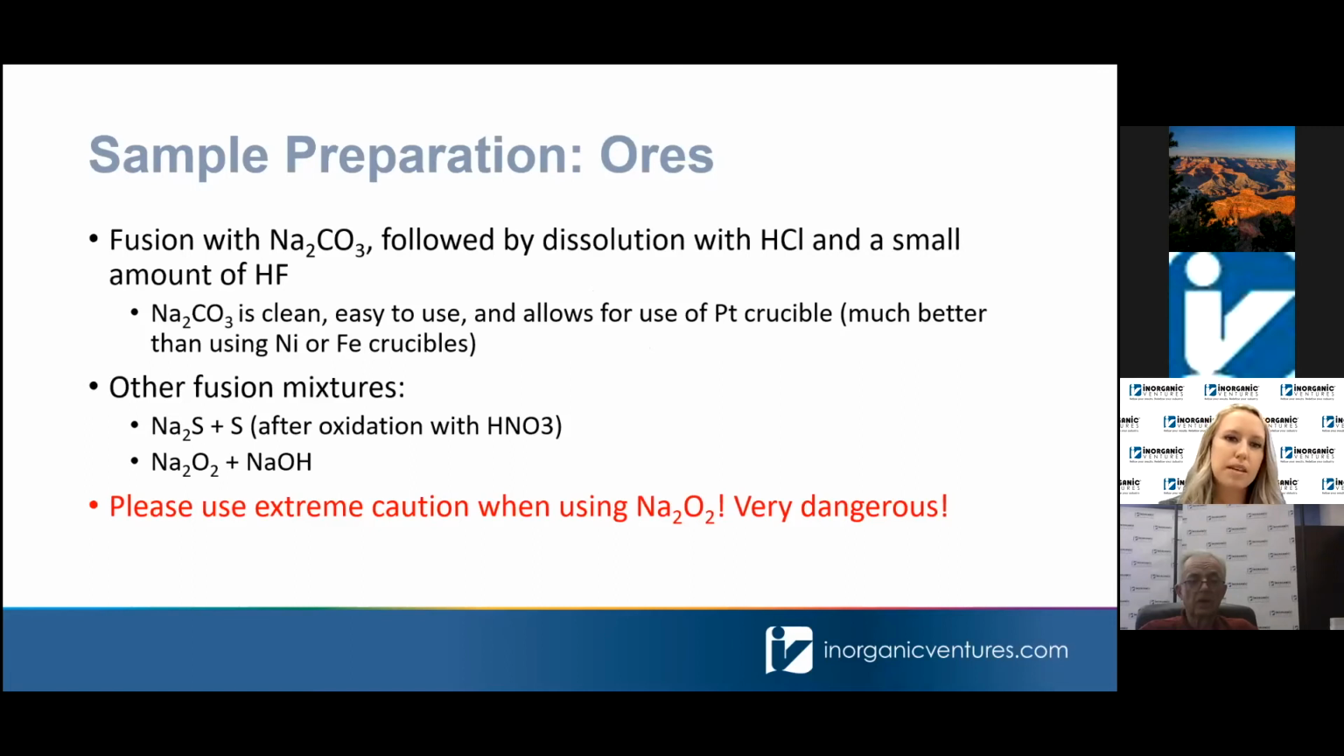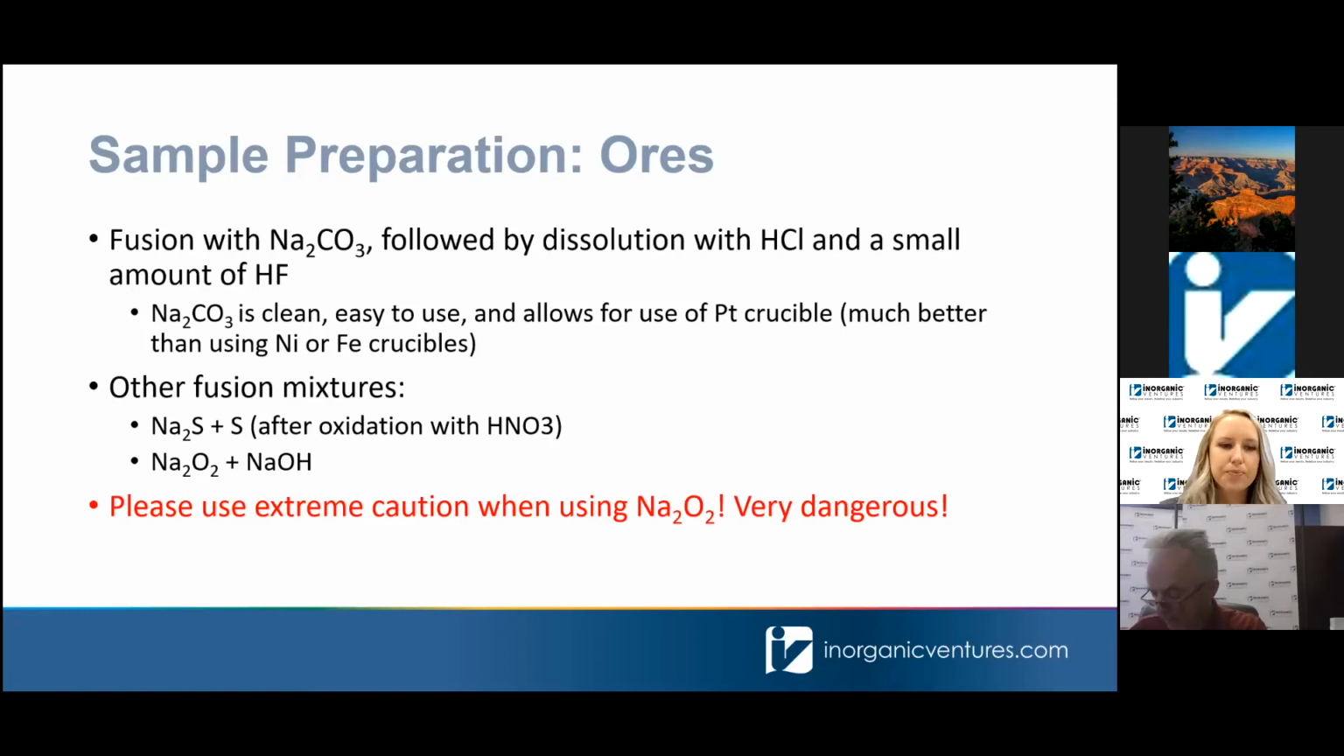Another sample type is ores. For ores, we recommend a fusion reaction. The fusion mixture that we usually like to use is sodium carbonate. Sodium carbonate can be found in pretty clean starting material. It's easy to use, it's safe, and it allows you to use a platinum crucible. Once you've completed your fusion reaction, you can just dissolve with hydrochloric acid and preferably a small amount of HF if you're able.